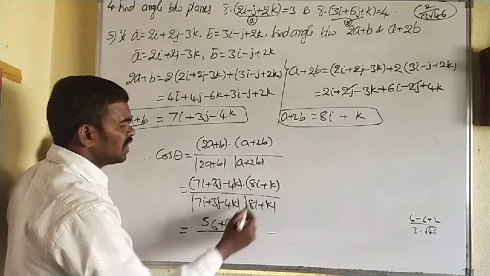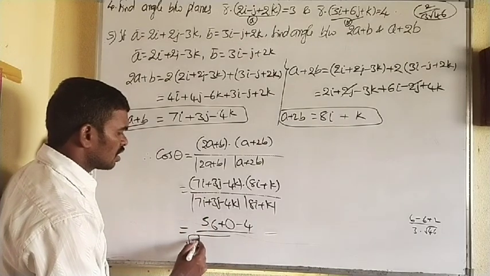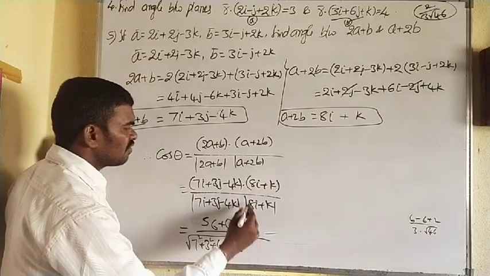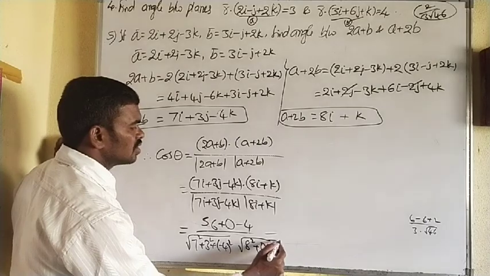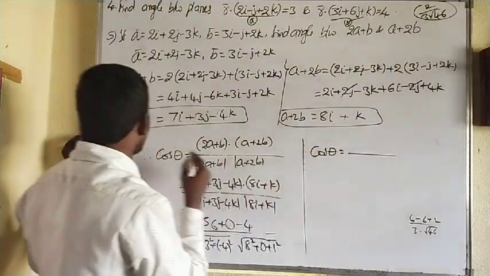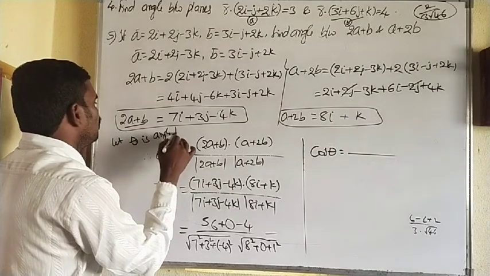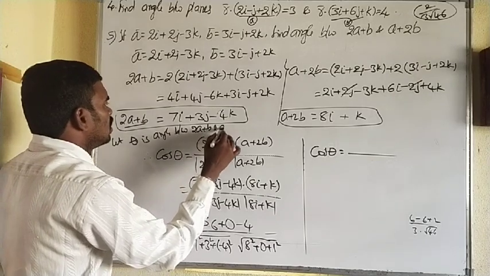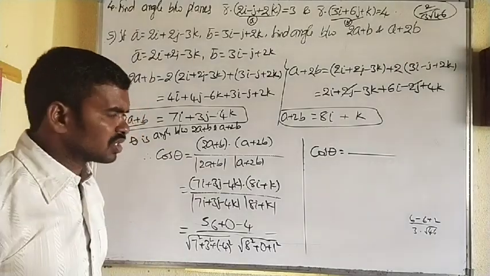K terms: minus 4 into 1, minus 4, divided by root of 7 square plus 3 square plus minus 4 square, into root of i coefficient 8 square, j coefficient 0, k coefficient 1 square. Simplify this, we can get the cos theta answer. Let theta be the angle between 2a plus b and a plus 2b. Therefore, the cos theta formula is that one, and proceed.